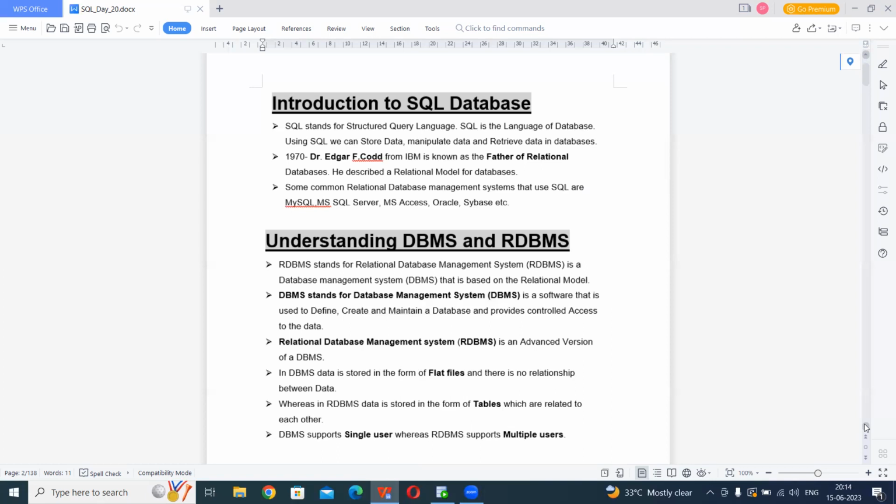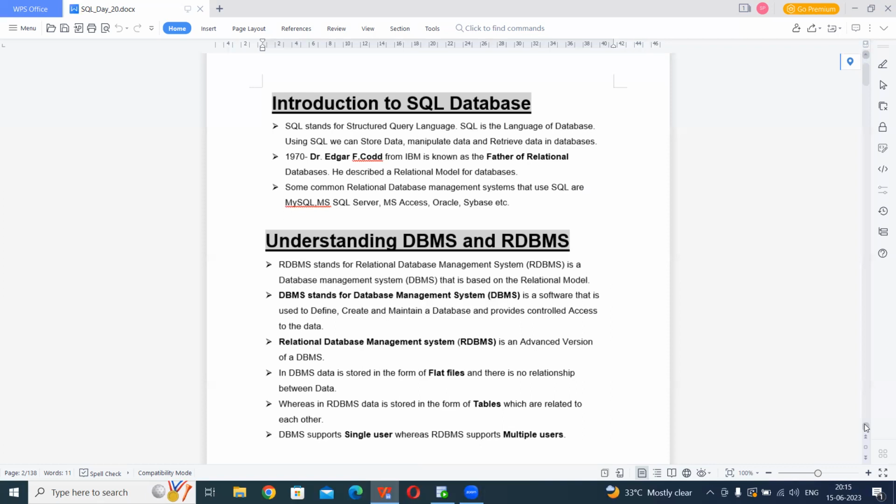So whenever I say retrieving, please understand I'm referring to bringing the data. So using SQL, we can either store the data, manipulate the data, or retrieve the data. It provides all the features that are required for a database. That is the reason we are choosing SQL as a language to communicate with the database.